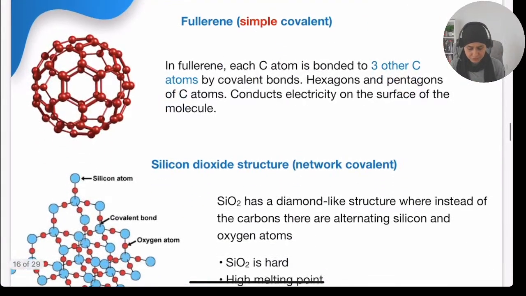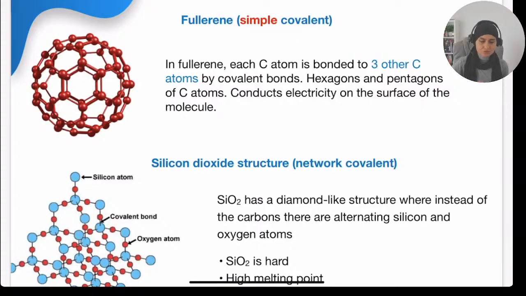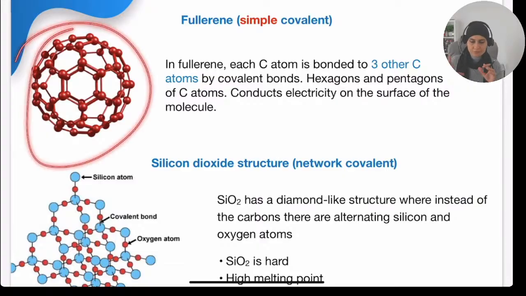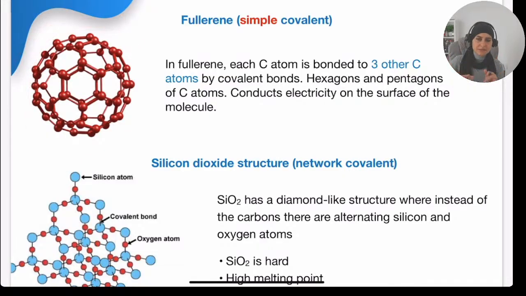Then fullerene. Fullerene is simple covalent, but it's also an allotrope of carbon, so that's why I mentioned it here, and it's mentioned in the syllabus as well. So fullerene is not giant, so it's simple covalent. It forms molecules that look like a football, and in fullerene, each carbon is bonded to three other carbons by strong covalent bonds. It forms hexagons and pentagons on the surface, and it conducts electricity on the surface of the molecule because of that fourth electron that is delocalized.